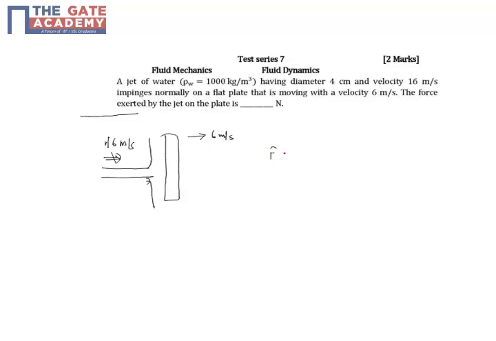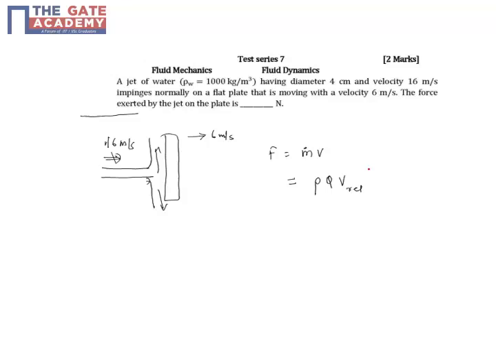Now force exerted on the moving plate is basically the change in momentum after impact. So the initial momentum is mv and the final momentum is 0. The change of that is the force exerted. So m dot is nothing but density times flow rate times relative velocity. Now, for the moving vane we use relative velocity, because 6 is what it moves and this is 16, so what is felt is the relative velocity effect.